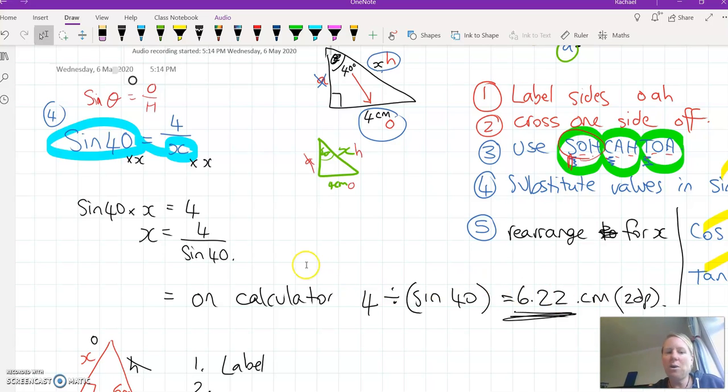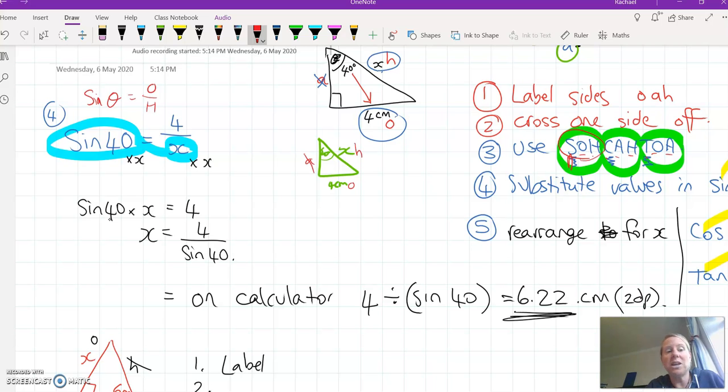We don't necessarily want to jump to that. We don't necessarily need to work out what sine of 40 is, because we want to keep rearranging if we can. So for this example, you rearrange your equation by timesing by x on both sides and then dividing by sine 40. And you'll start to get used to these.